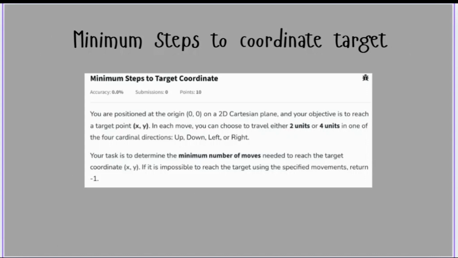So the first question here is: you are positioned at the origin (0, 0) on a 2D Cartesian plane, and the objective is to reach the target point (x, y). In each move, you can travel either 2 units or 4 units, in one of the 4 cardinal directions: up, down, left, or right. The task is to determine the minimum number of moves needed to reach the target. Okay, let's see the examples.